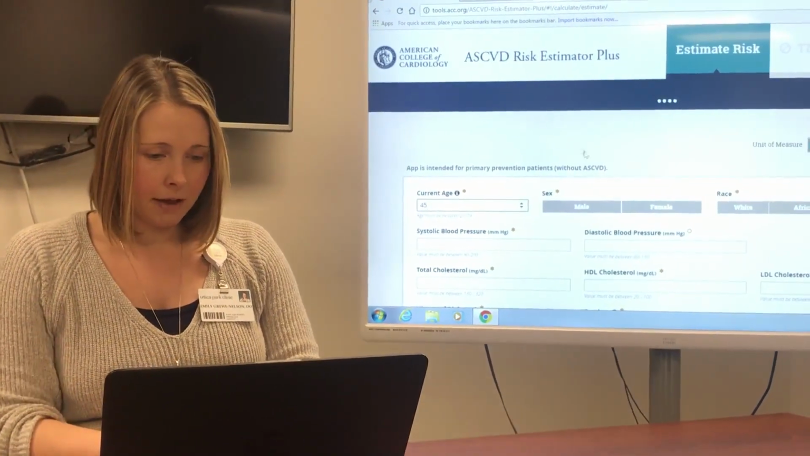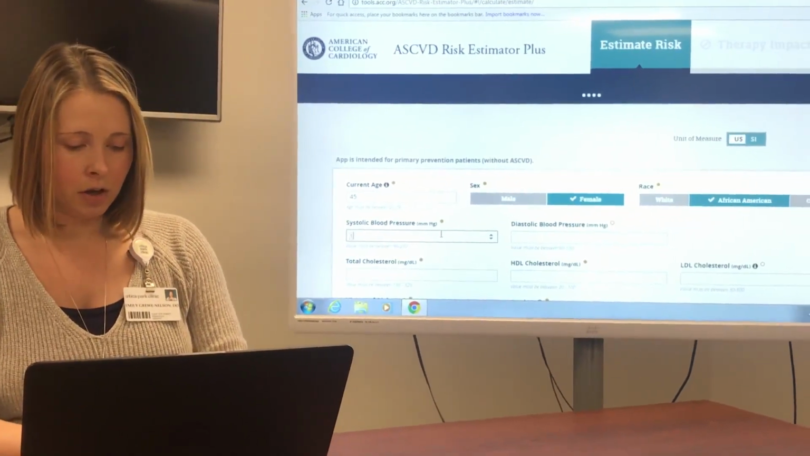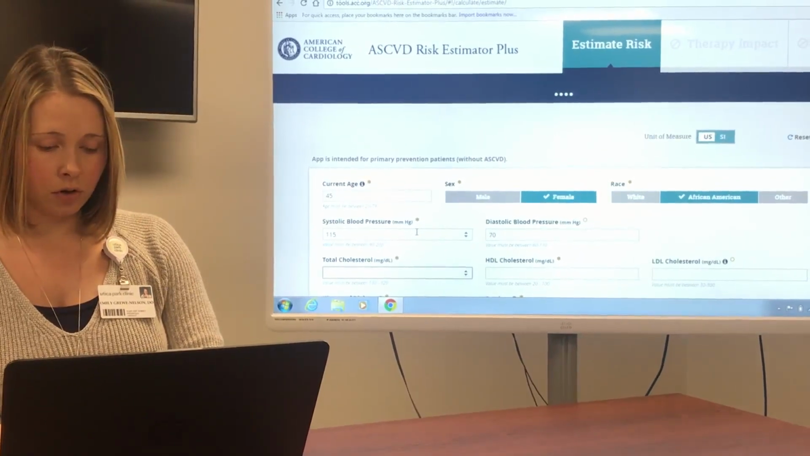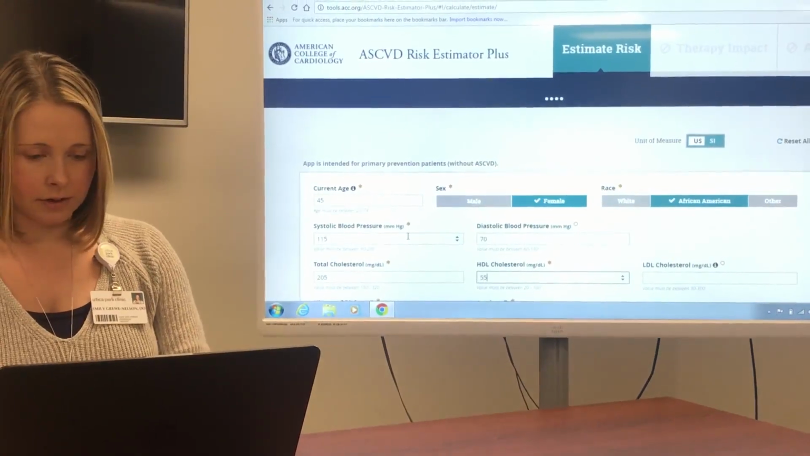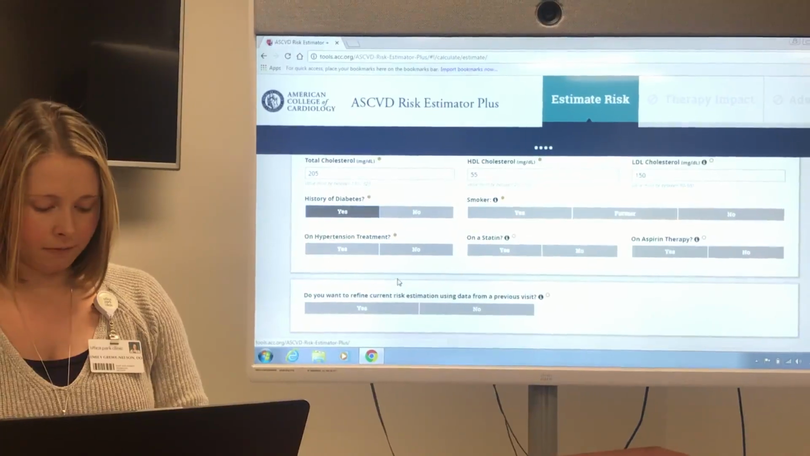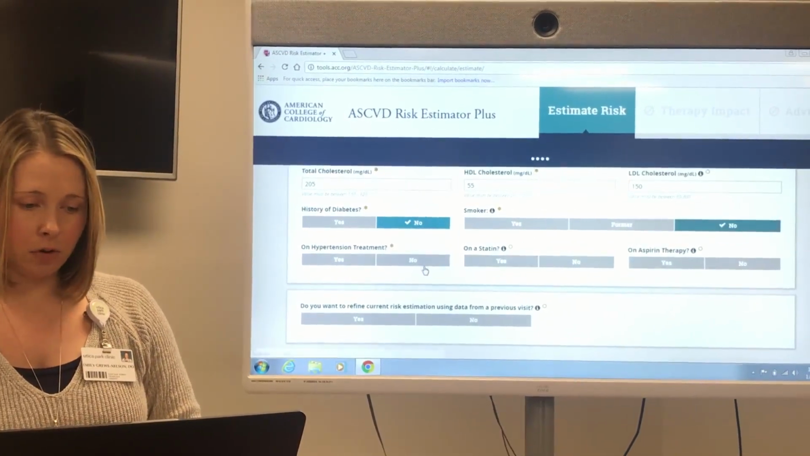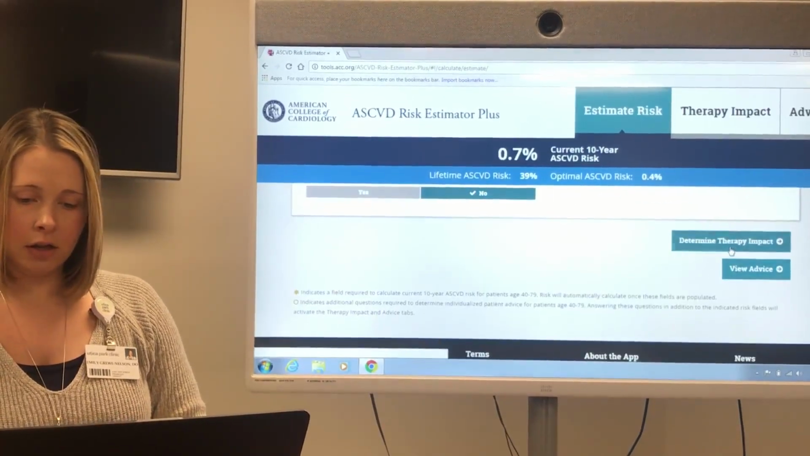So this is going to be a 45-year-old African American female. Her blood pressure is 115/70. Total cholesterol is 205. HDL is 55. And then LDL is 150. No diabetes. She does not smoke. No history of hypertension, not on a statin or aspirin.